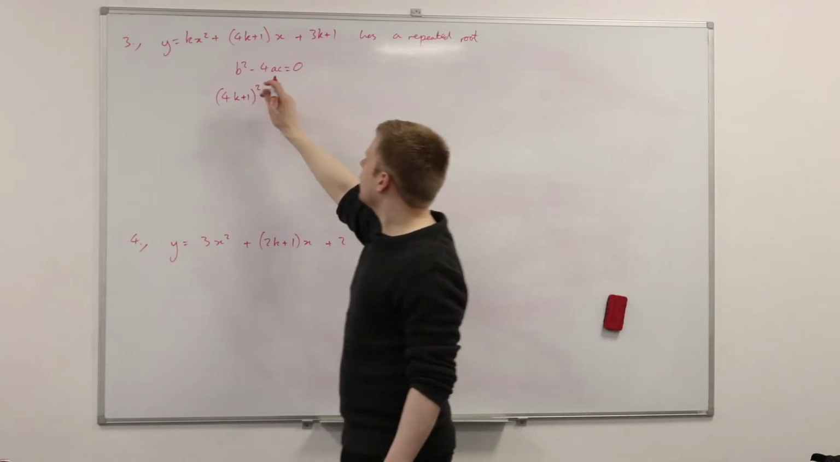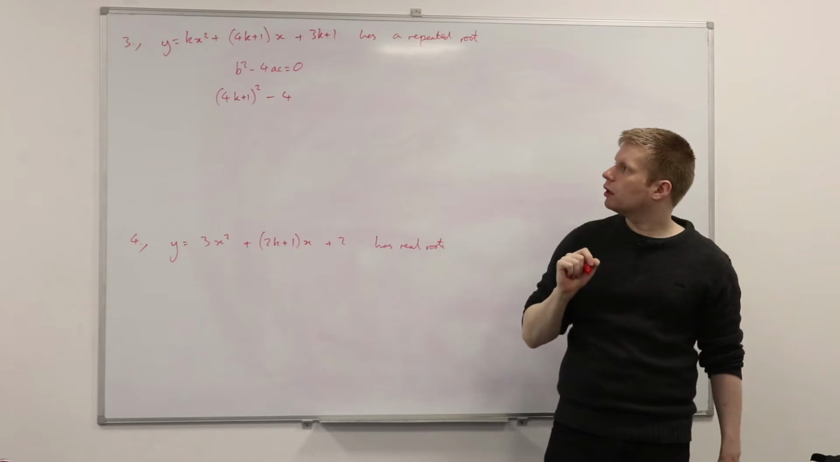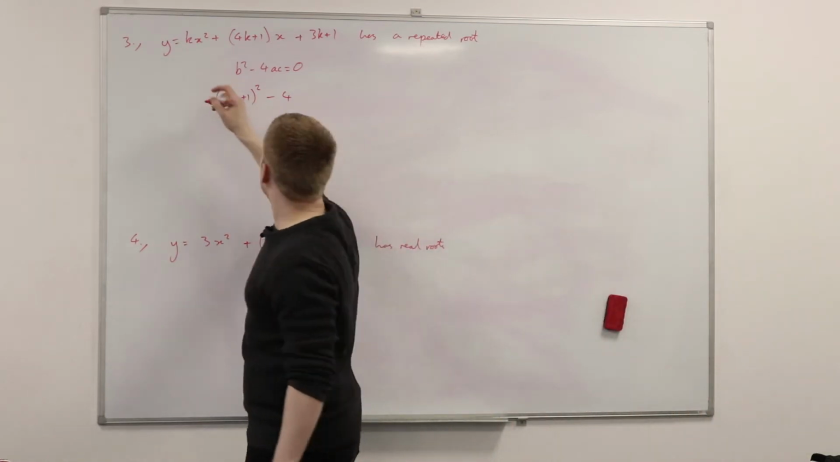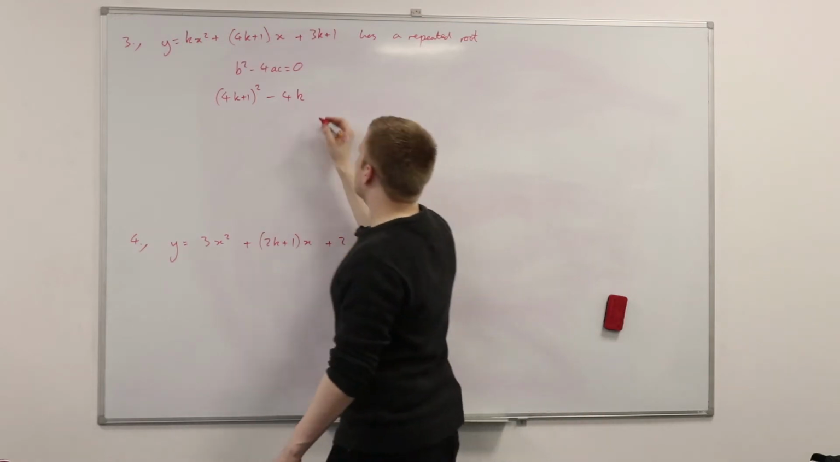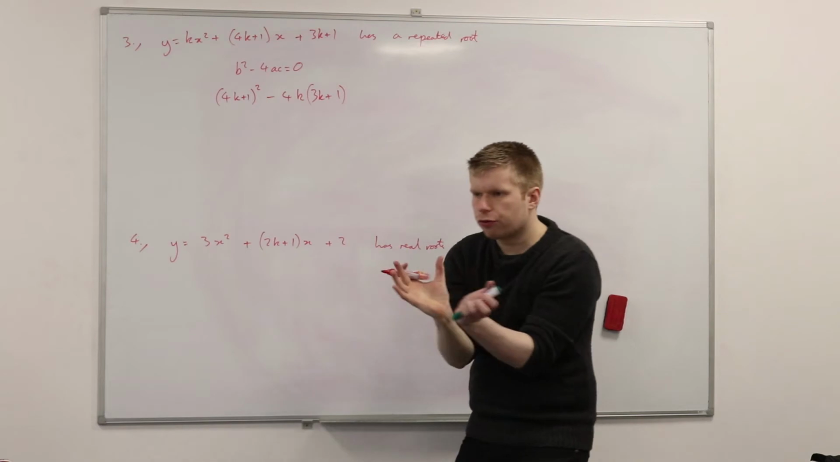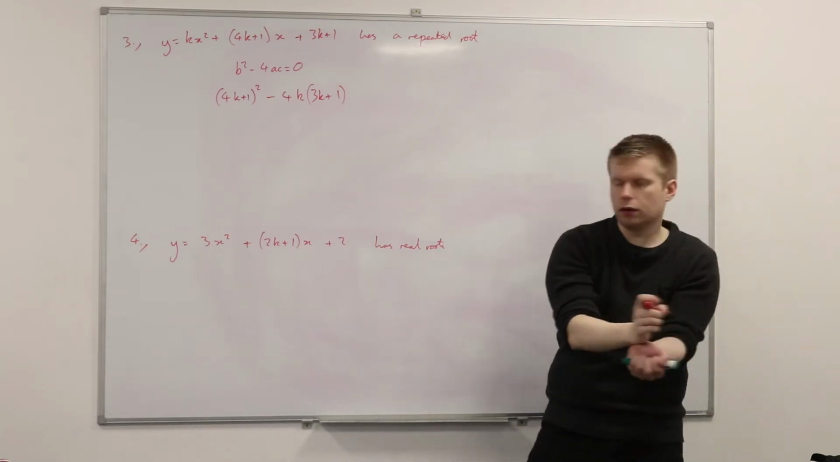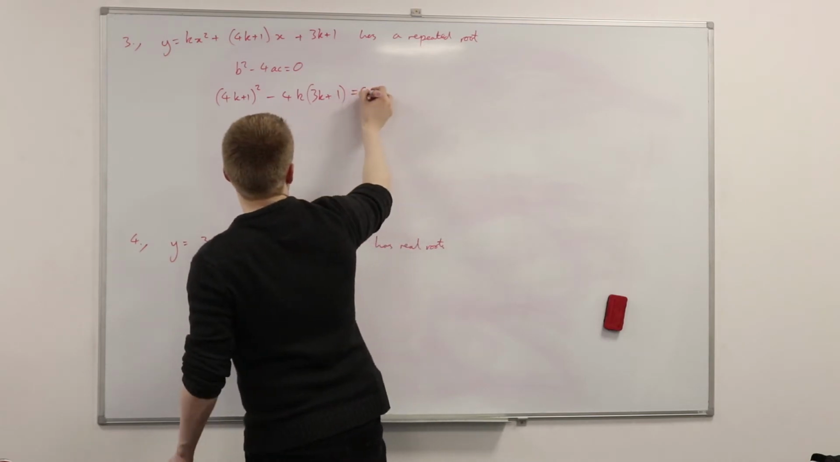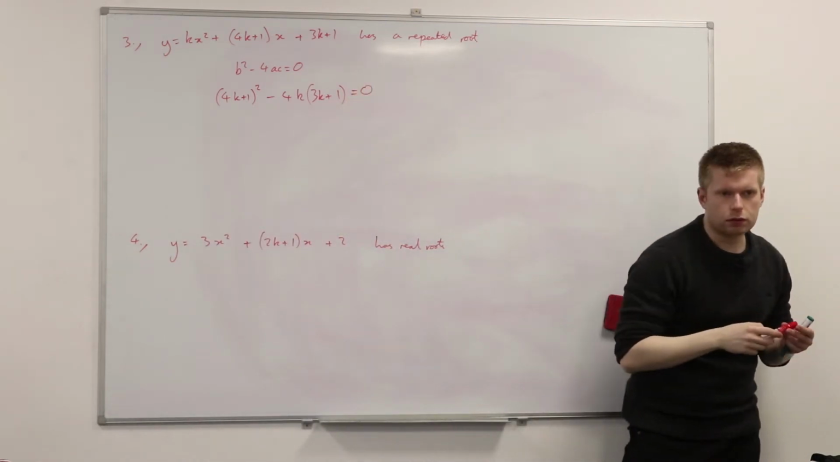Then I take minus 4. What's a? k. Yeah, it's just the number in front of the x squared, which is k. What's c? k plus 1. Good. Now would I write it like this? No, we need brackets. I want the whole of 3k plus 1 being multiplied by 4k. Is that right? Okay, and that's got to be equal to 0. Does that make sense?